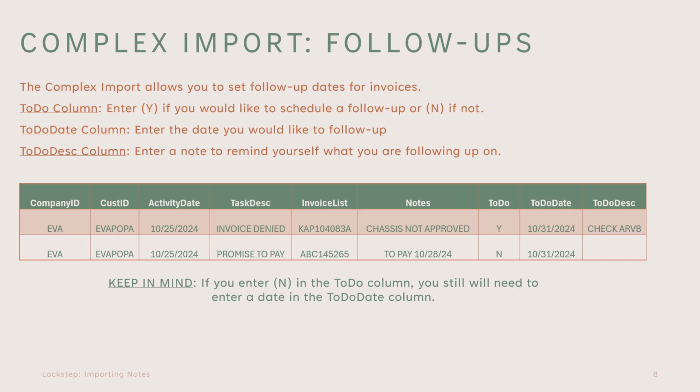The complex import allows you to set follow-up dates for your invoices. So our simple import sheet stopped right after the Notes tab. Our complex import sheet adds on a couple more columns. Our first column on the complex import sheet is To Do. This column is asking, would you like to schedule a follow-up? If yes, you would enter a Y. If no, you would enter an N.